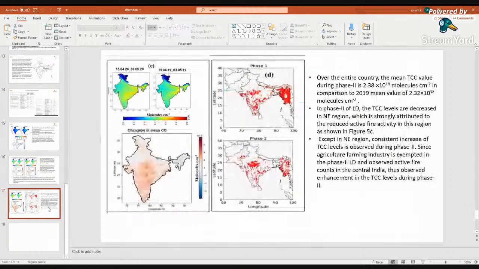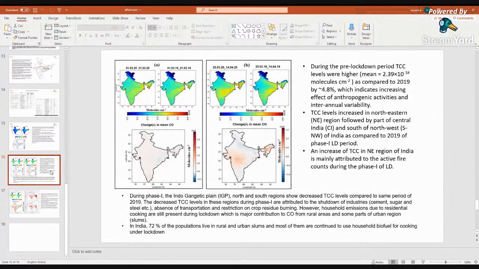And this is my next slide. Except in the northeast region, a consistent increase is observed during phase 2. Enhancement in TCC levels is observed during phase 2. Mainly fire activity, the levels are decreased, which is mainly attributed to fire activity in this region. That's all. Thank you from my side.